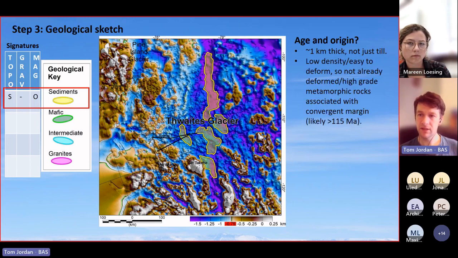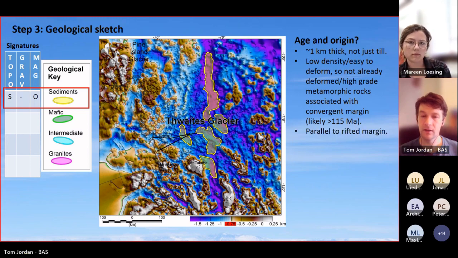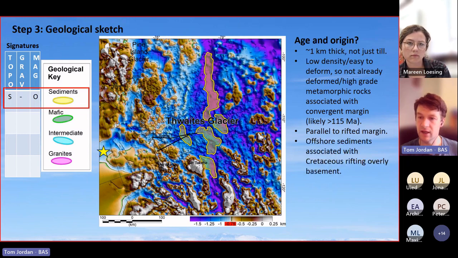It looks like they're low density and relatively easy to deform. So it's not already deformed, high-grade metamorphic rocks that you might associate with a convergent margin. The convergent margin was present here until about 115 million years ago. So we think these rocks likely postdate that convergent margin. The basins lie parallel to the rifted margin. So it wouldn't be unreasonable to suggest they are a part of the rifted fabric, and that rift developed around 100 million years ago.